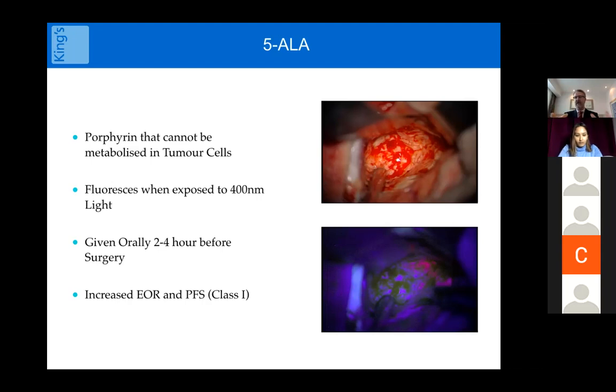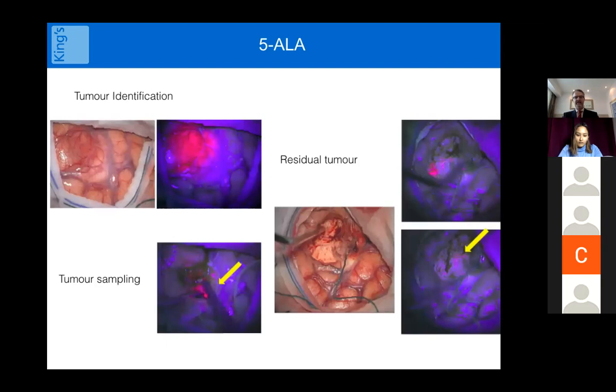And you can see the difference, how suddenly everything becomes much more clear when you apply the filter and you use the 5-ALA to identify. You can see the difference in the pictures between the top and the bottom figure. And this is important for tumor identification, to see whether there is any residual tumor after we have removed the tumor. We think we have done the job, and then you switch the microscope again, and you can see that actually you're leaving a little bit of tumor behind, because we know that the surgeon's eye is not always the best tool to identify residual tumor.